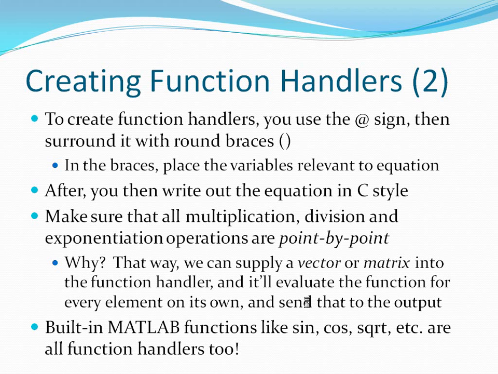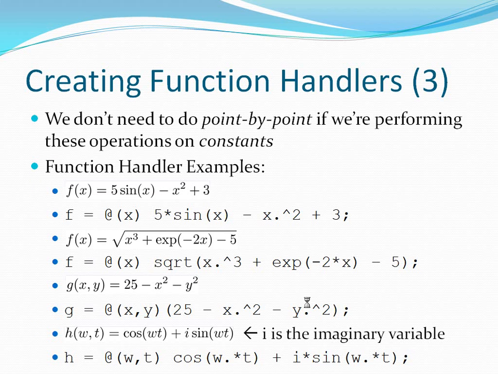So a good example of built-in functions are like sine and cosine and square root. They take in a vector or a matrix, and then the output is applying that function to every single element in that matrix by itself. Okay, so you don't need to do point by point if you're doing it with constants. The constants are a very special case, so when we're adding or subtracting a constant number, or multiplying by a constant number, you don't need to have a point by point operator in front of those numbers. So here are some function handler examples.